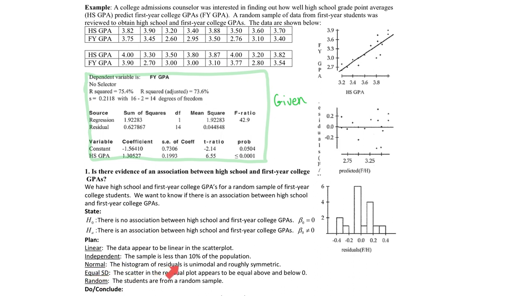Normal: the histogram of the residuals is unimodal and roughly symmetric. Actually, that is roughly symmetric. It's somewhat normal in its shape. Don't see any major outliers nor skew. Equal standard deviation: the scatter in the residual plot appears to be equal above and below 0. This is a tricky one. I've never really seen anything like that. I don't really see any points like, I've got some high ones here and a few high ones here. If all the points had been really close down here to the line, but higher up here, or vice versa, then you might be in some trouble.